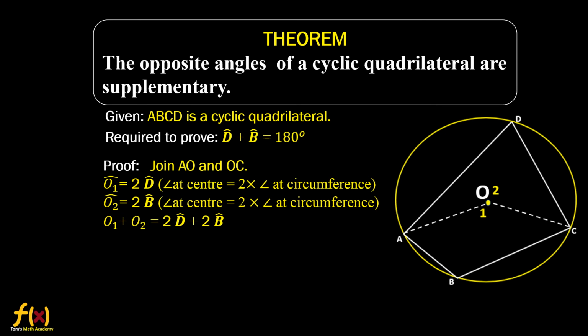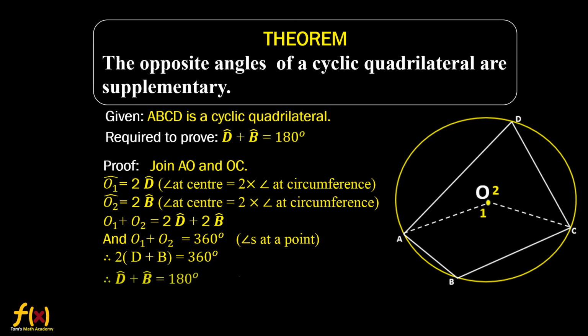O1 plus O2 is 2D plus 2B, which equals 2 times (D plus B). But what is O1 plus O2? Angle around a point. Angle around a point is 360 degrees. So we use that idea in this proof. So we get O1 plus O2 is 360. What is O1 plus O2? 2 times (D plus B) is 360. Divide both sides by 2. We get D plus B equal to 180. That is a proof. So for grade 11, it is an important theorem. Make sure that you learn it properly.